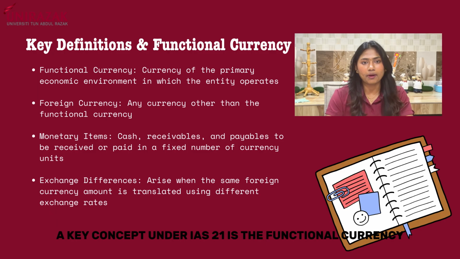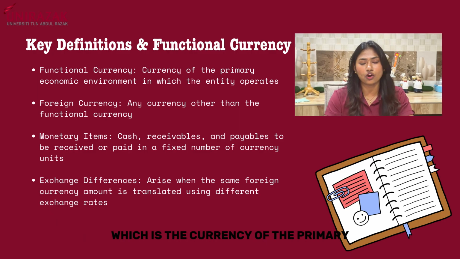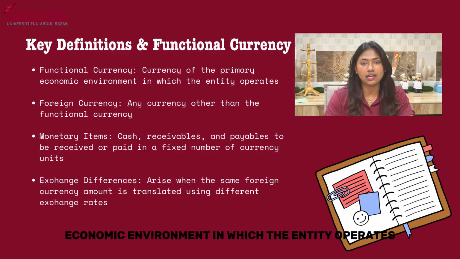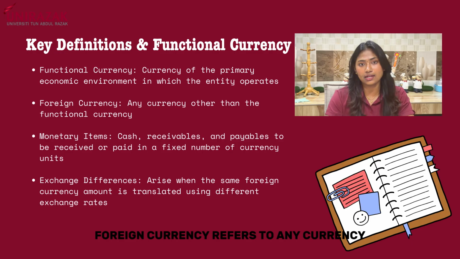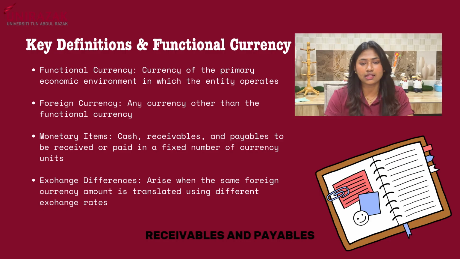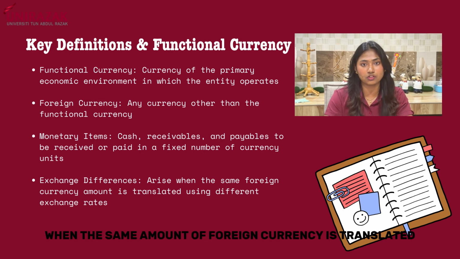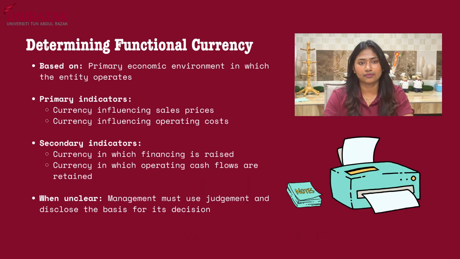A key concept under IAS 21 is the functional currency, which is the currency of the primary economic environment in which the entity operates. Foreign currency refers to any currency other than the entity's functional currency. Monetary items include cash, receivables, and payables that will be received or paid in a fixed number of currency units. Exchange differences arise when the same amount of foreign currency is translated using different exchange rates.